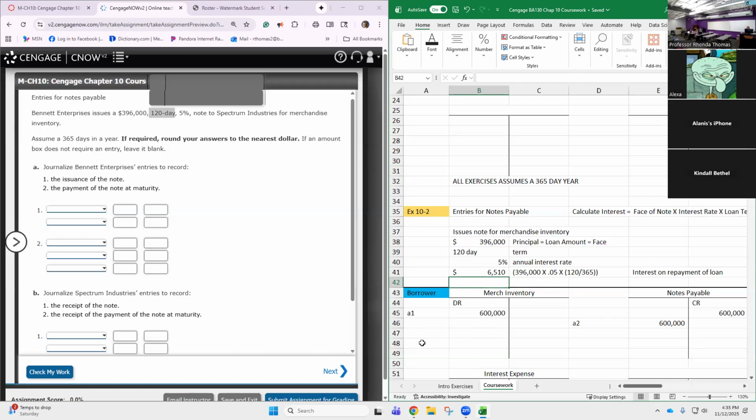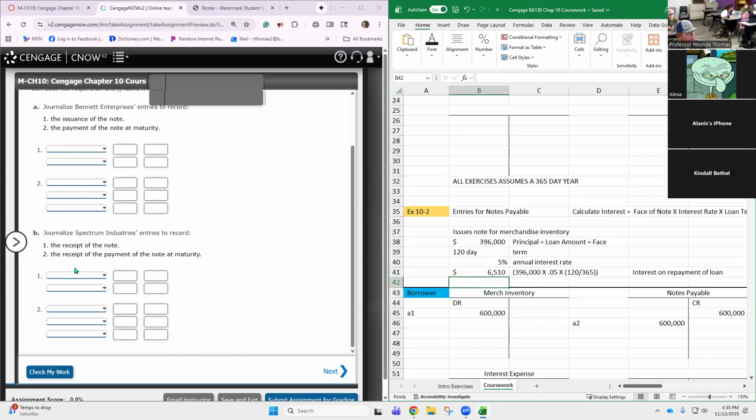So what we're going to do is, Binet Enterprises is the one that's borrowing the money. Spectrum Industries are the ones that are loaning the money. Is everybody okay with that? So we're going to do both sides of this note, which I think is very helpful.